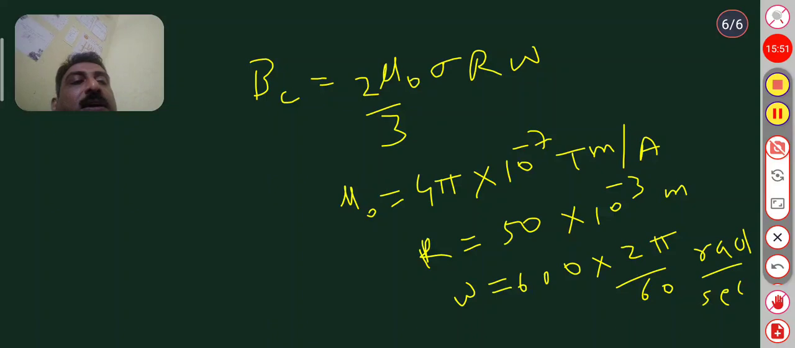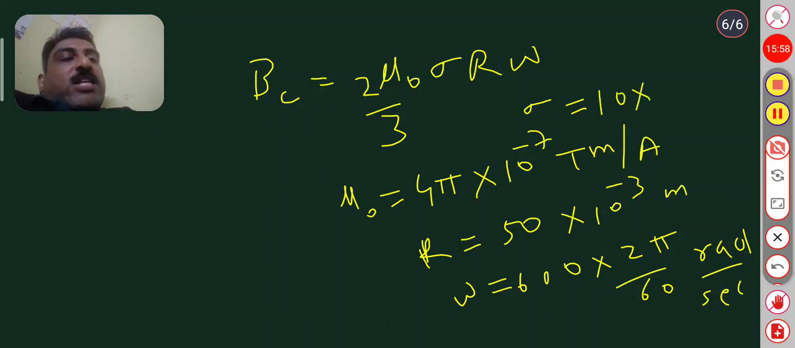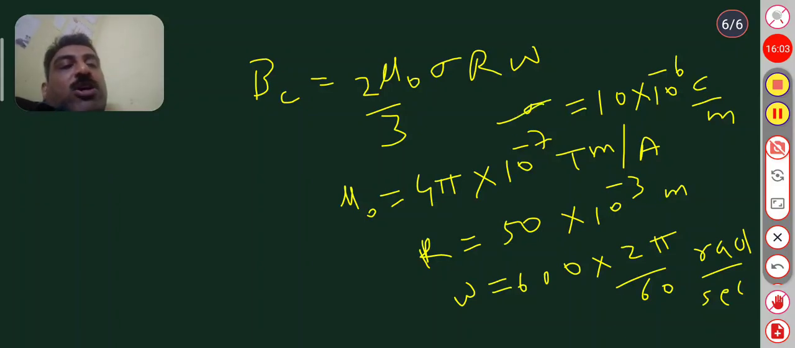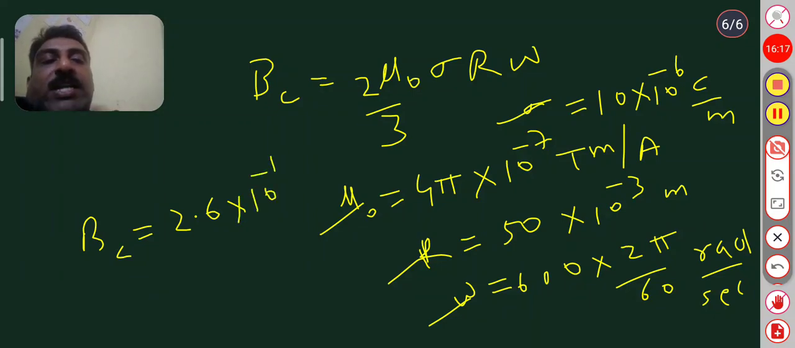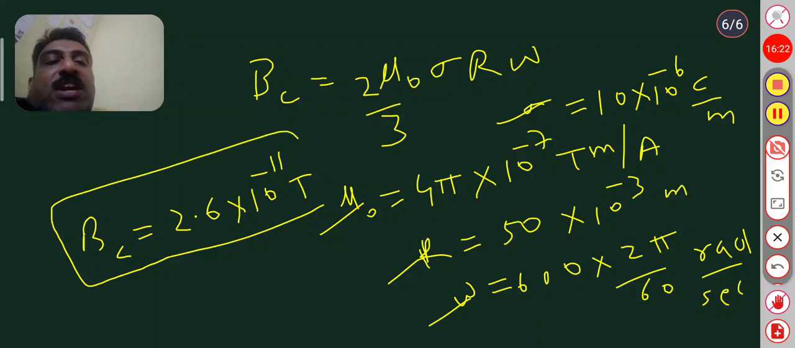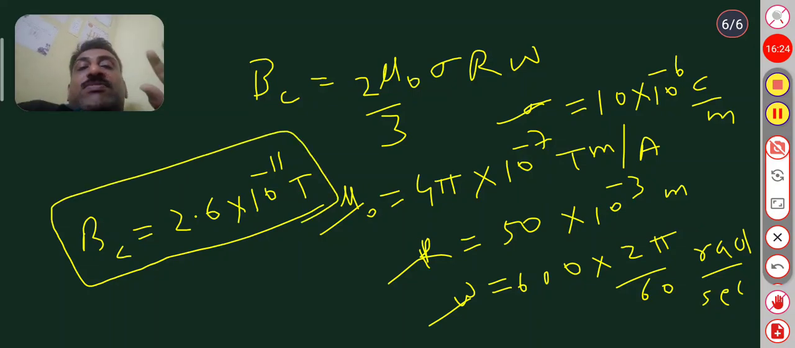And the surface charge density sigma, what is its value given? It is 10 microcoulomb, so that is 10 into 10 to the power minus 6 coulomb per meter squared. So you know sigma, r, mu naught and omega. When you substitute, the magnetic field at the center comes out to be 2.6 into 10 to the power minus 11 Tesla. This is the magnetic field you get at the center of this sphere.